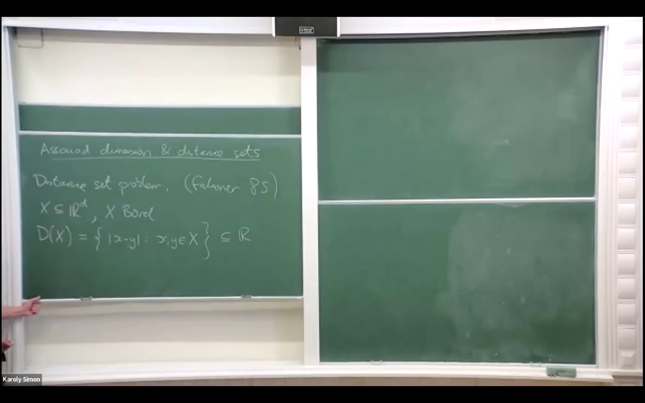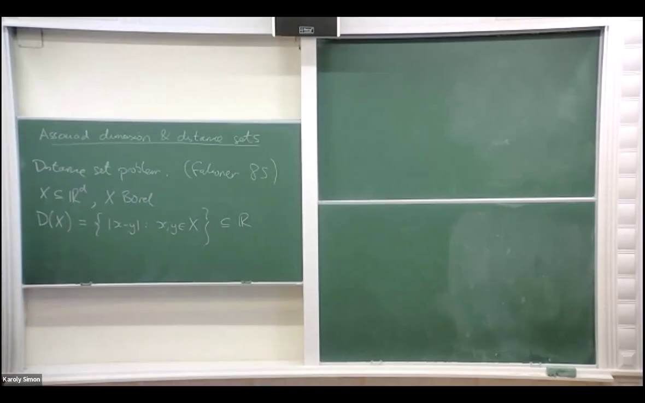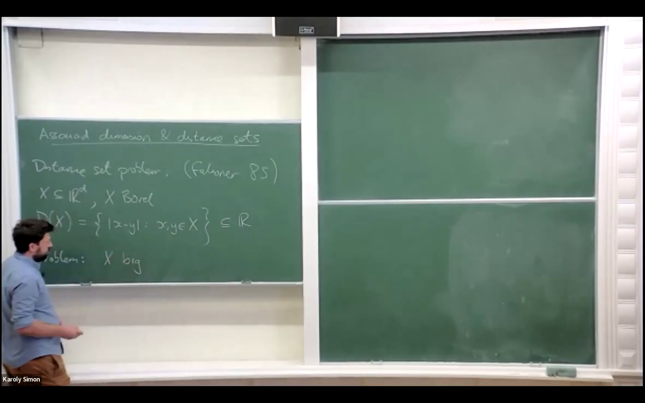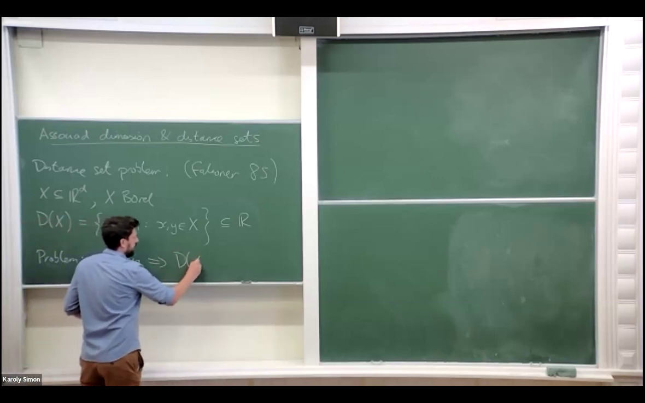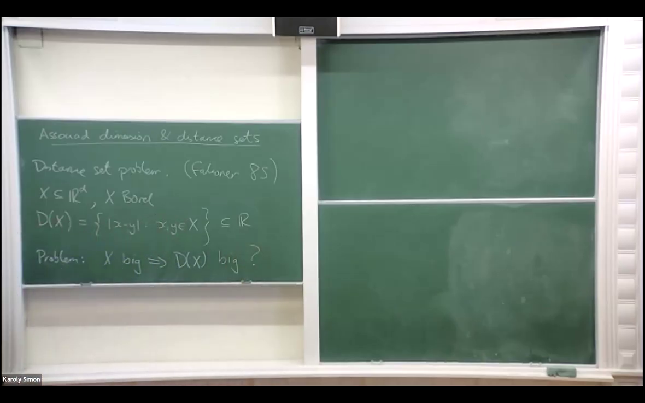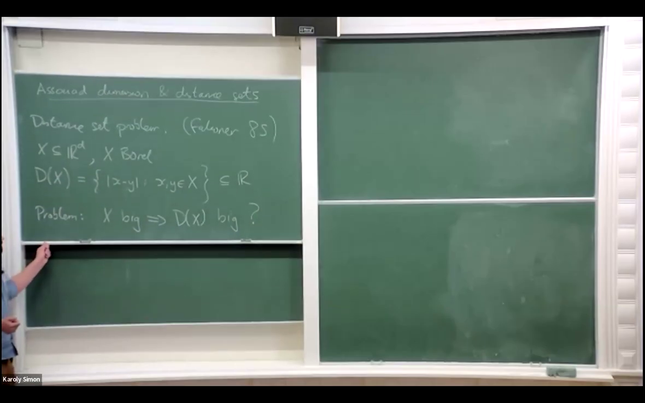And the basic problem, there are many ways to formulate the problem precisely, but I want to formulate it slightly imprecisely first. So the problem is: is it true that X big implies D of X big? This is not a statement, this is a question. So it seems intuitively reasonable that if I have a set which itself is very, very large in whatever sense you wish, then probably it realizes a lot of distances. It seems like a reasonable thing to try to verify in various settings.